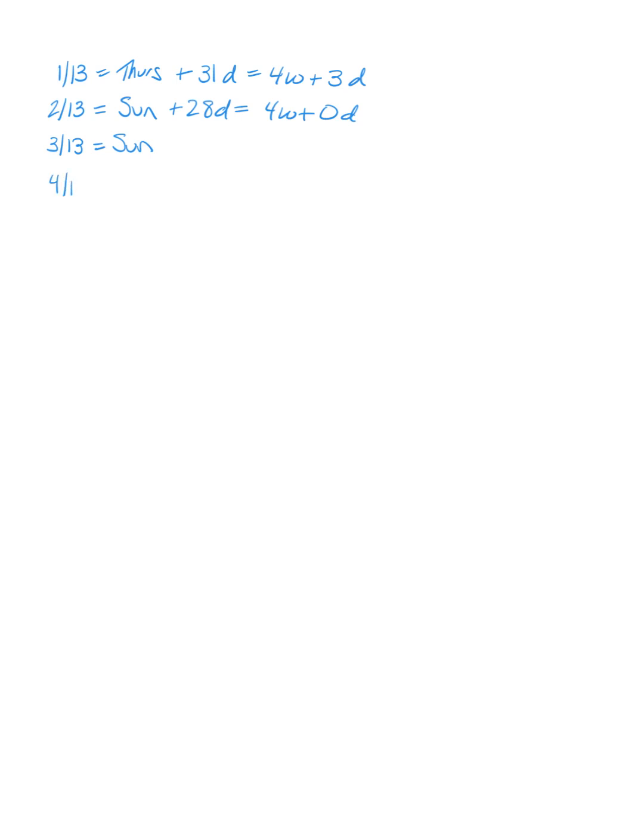Okay. And then to get to April 13th, 31 days are in March, which is 4 weeks and 3 days. So go 3 days forward from Sunday. So I have Monday, Tuesday, Wednesday. And then April only has 30 days. So this is plus 30 days, which is 4 weeks and 2 days. So Wednesday, Thursday, Friday. And I found a Friday the 13th in May.